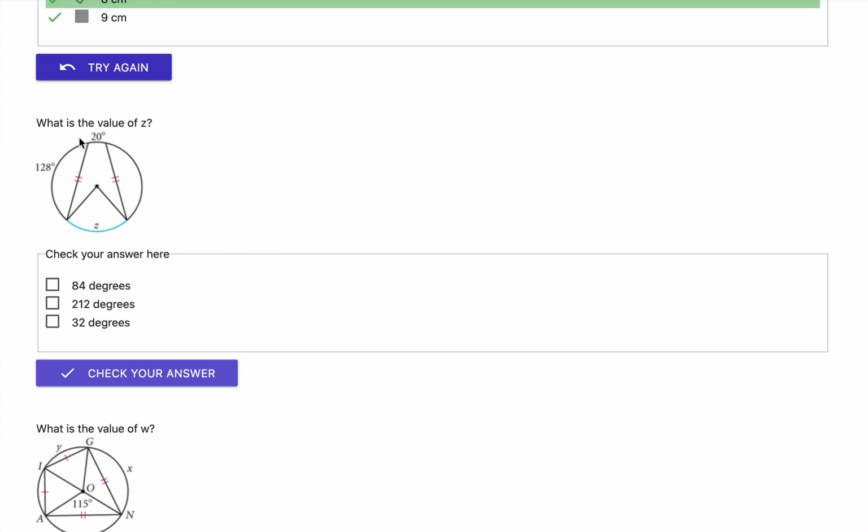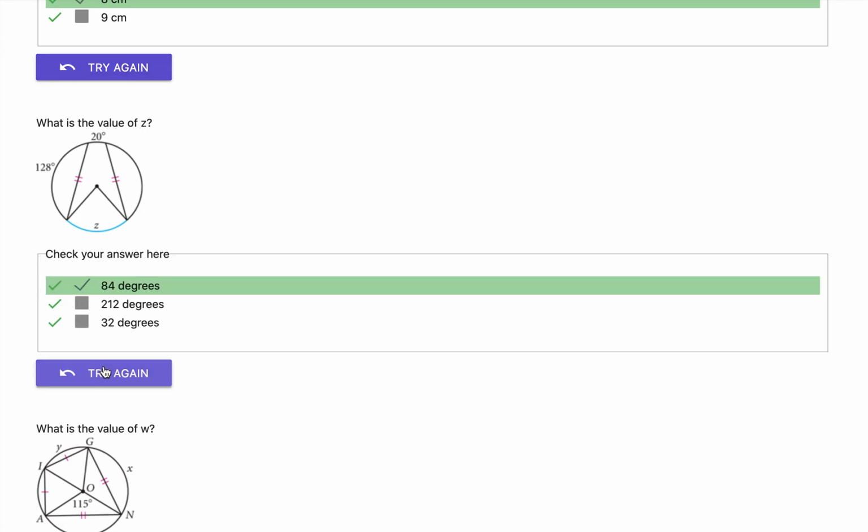It says, what is the value of Z? So we see that this arc is 128 degrees with a chord that is congruent to this chord. We also see this little tiny chord over there is 20 degrees. We want to figure out how many degrees is Z. So the answer is 84 degrees.